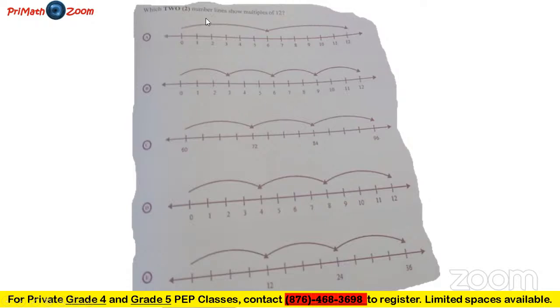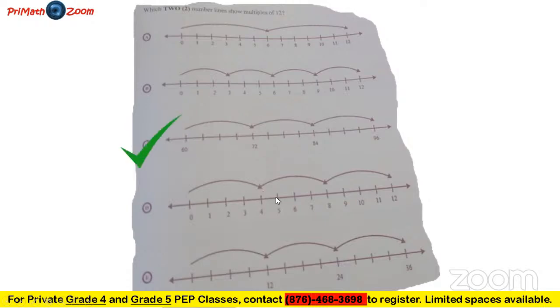So A is showing 6 and 12. These are factors, so no. B is showing 3, 6, 9, 12. These are not all factors of 12, but they're definitely not multiples, because 9 isn't a factor. C: 60, 72, 84, 96, these are multiples of 12. So that's one of our options.